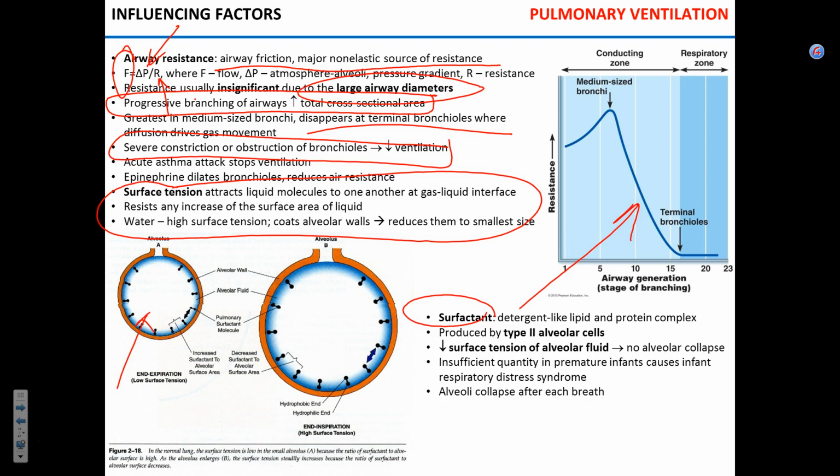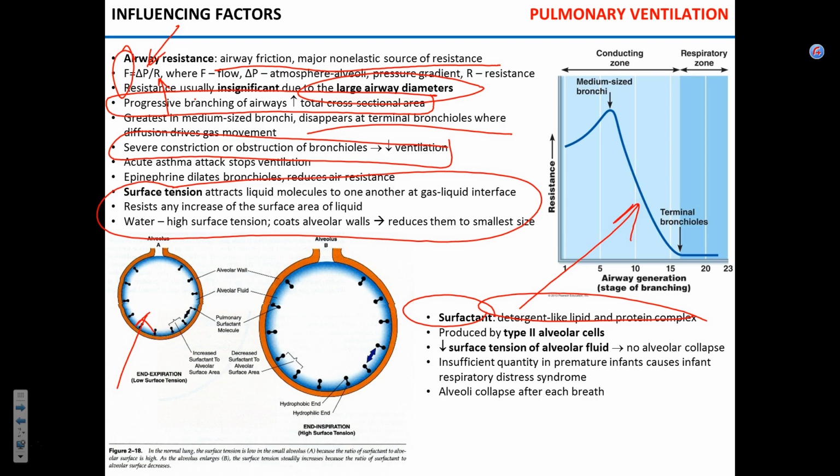Okay? Same goes with egg whites. They're going to become fluffy because they have surfactant, protein. You see what I'm saying? You cannot do this with regular water. You cannot make fluffy water. So surfactant in alveoli, of course, doesn't serve for cooking. It's a bunch of lipids and proteins that serve as detergent. This surfactant is produced by type 2 alveolar cells.